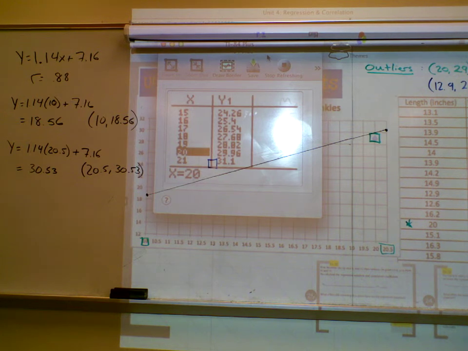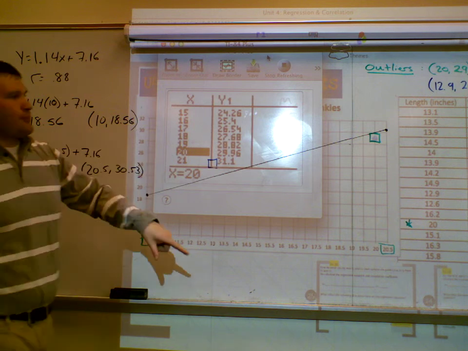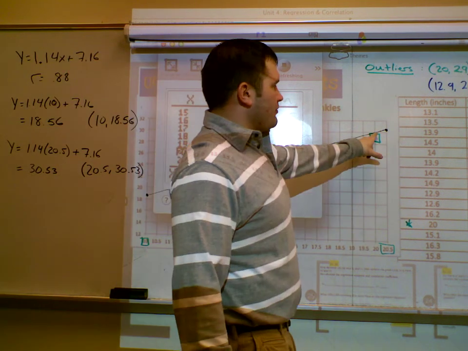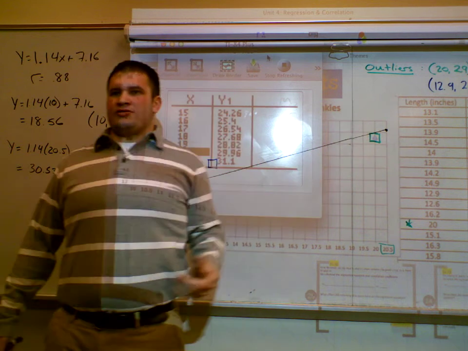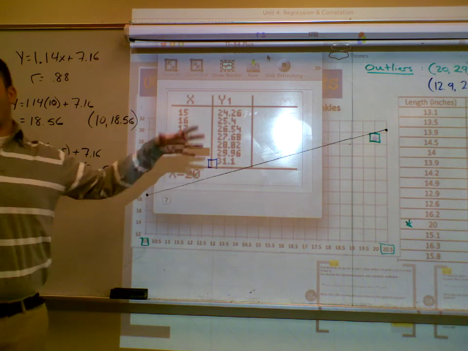There is no 20 and a half, is there? Right? We could change our table set, or I could use 20, right? 20 is at 29.96, right? My line looks like it goes through there. It's about 30. Right? So I could use a different point as well. Okay? So I wouldn't necessarily have to use 20 and a half. I could use any other point in the table.